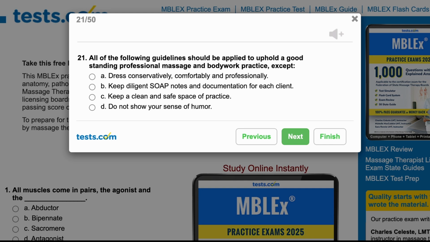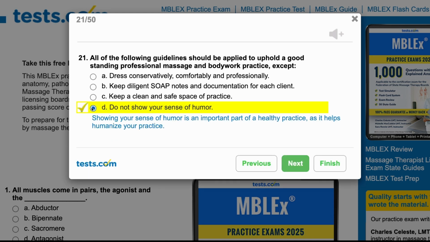Question 21. All of the following guidelines should be applied to uphold a good standing professional massage and bodywork practice, except A. Dress conservatively, comfortably, and professionally. B. Keep diligent soap notes and documentation for each client. C. Keep a clean and safe space of practice. D. Do not show your sense of humor. Showing your sense of humor is an important part of a healthy practice, as it helps humanize your practice.